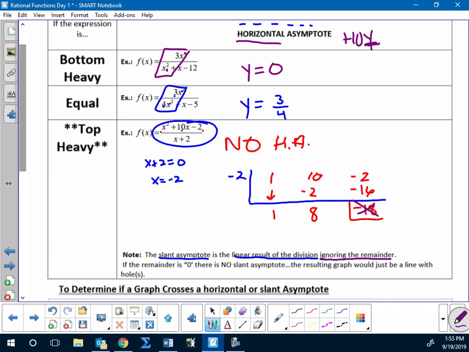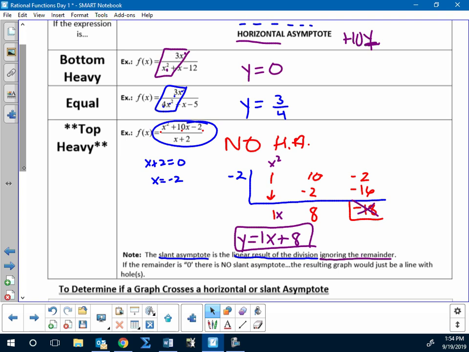So ignore it. Then we started with x squared, so that means this guy has an x. So your answer is x plus 8, but it has to be a line. So throw back to math 8, y equals mx plus b. Hey, that y equals x plus 8 is your slant asymptote. It's a slanted line because it starts at 8 and then it goes up 1, right 1, up 1, right 1, because your slope is 1. So to find your slant, you do synthetic division.